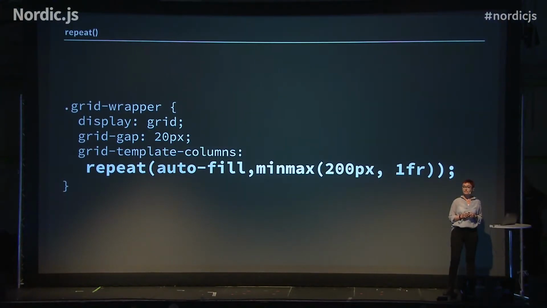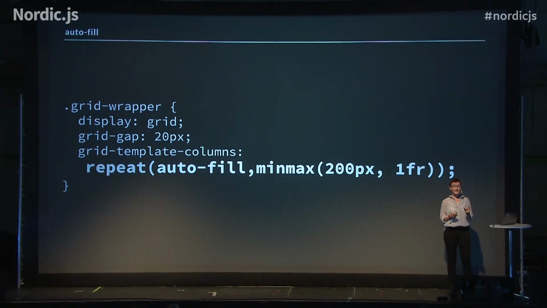So we've got this repeat statement. So this just says repeat the pattern that's inside the tracks. So that could be very simple. You could just say repeat(3, 1fr) or repeat(3, 200px), which would give you three 200 pixel tracks. We're doing something slightly more complex here. We're using auto-fill. So this keyword says, please auto-fill as many tracks of this size as will fit into the container.